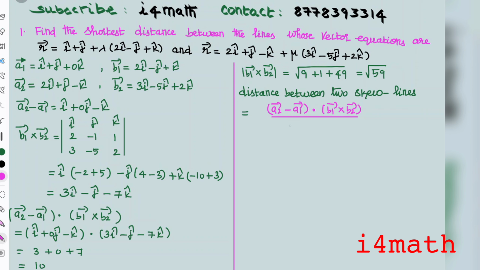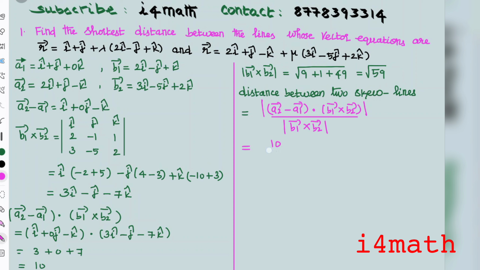Distance between two skew lines is modulus of (a2 vector minus a1 vector) dot (b1 vector cross b2 vector), the whole divided by magnitude of b1 vector cross b2 vector. Why are we writing the whole modulus? Because the distance is always positive.